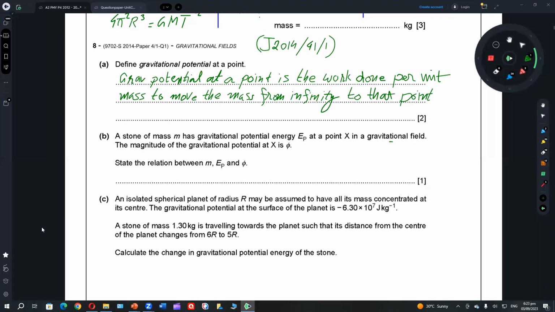A stone of mass m has gravitational potential energy EP at a point x in a gravitational field. The magnitude of the gravitational potential at x is phi. What is the relation between m, EP and phi? Actually, the formula is phi is equal to W upon m. W means work. I explained in class that work done is actually potential energy. So you can write it like this.